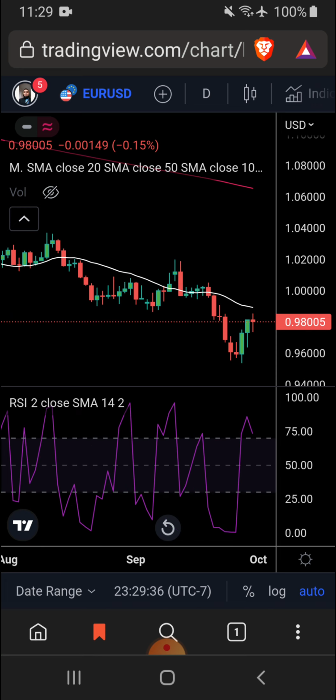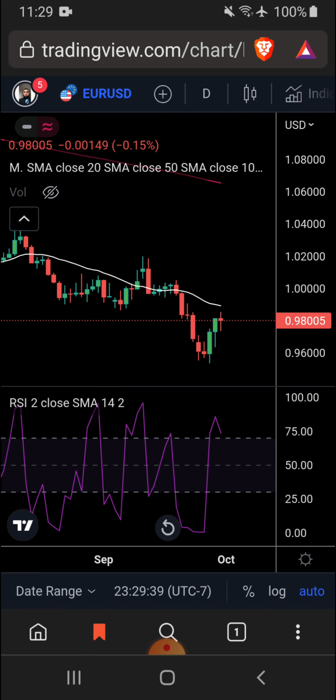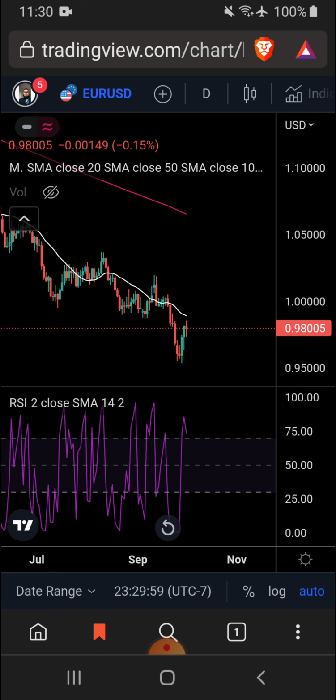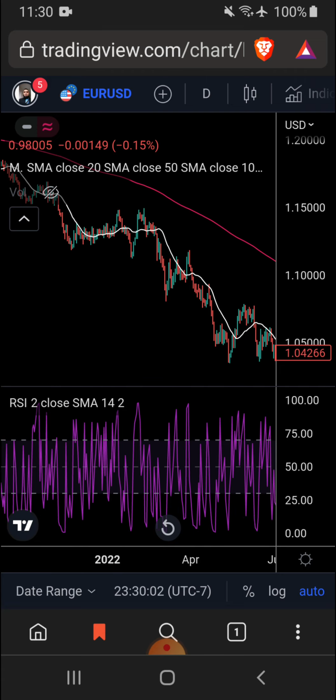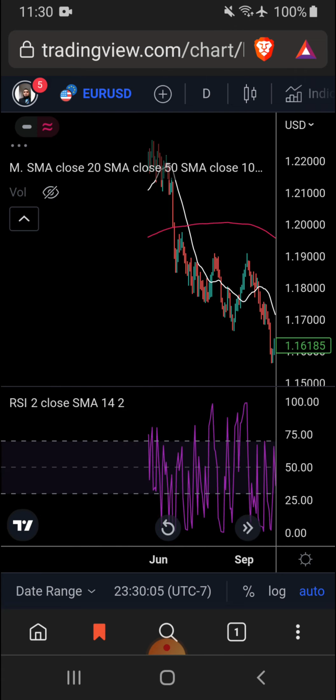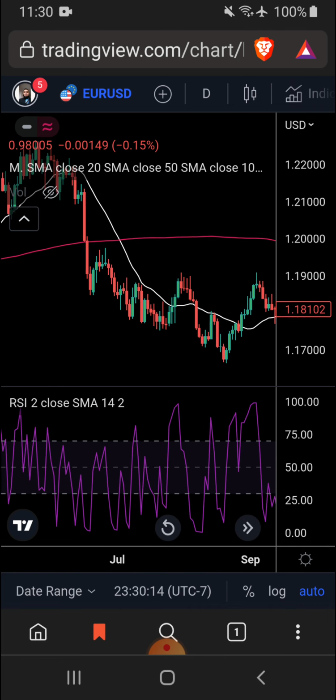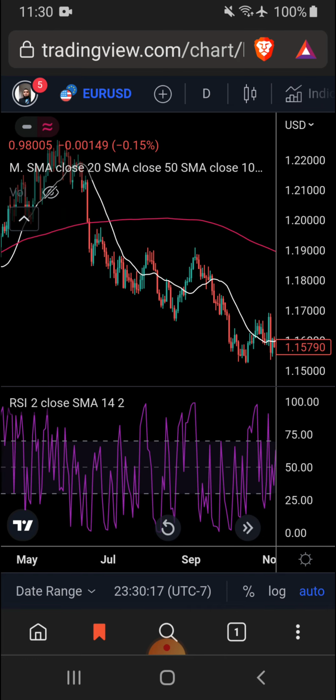Okay, so what the strategy is, according to Larry Connors and a lot of banks and financial institutions, they also believe that if an asset is under the 200-day simple moving average, then that asset is said to be bearish, and that has to be on the daily chart. So the euro has been bearish since July 21st, and since then it hasn't been able to cross back above the 200-day simple moving average.